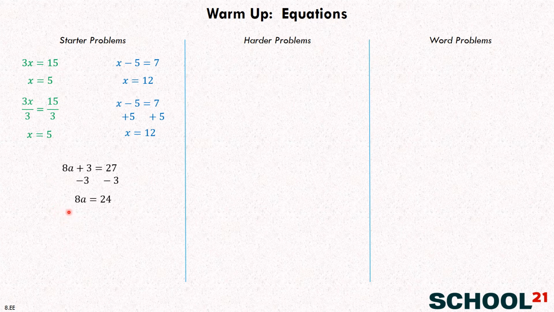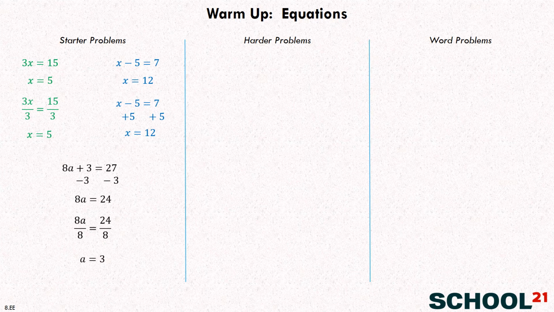And now we have that 8 multiplying by the a. How are we going to get rid of that? Divide by 8. Okay, good. So we'll go ahead and divide both sides by 8 there. What's going to be left on the left-hand side? Just A. And what's 24 divided by 8? 3. So now we know that A equals 3.